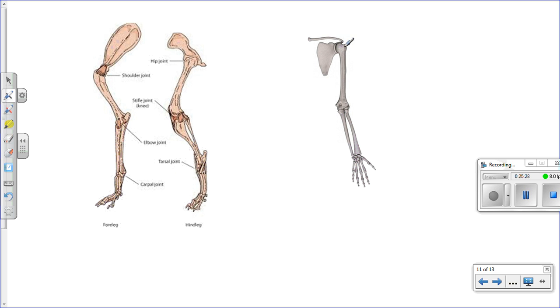Here's our arm, right? We've got the humerus, we've got the radius, we've got the ulna, we've got the carpals, the phalanges and the metacarpals as well. Same thing shown in the dog's front limbs, right? So there's the carpals, all the same bones in the exact same order. We would call this homologous structure, okay? That's huge for your understanding.